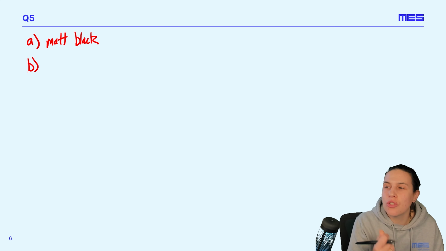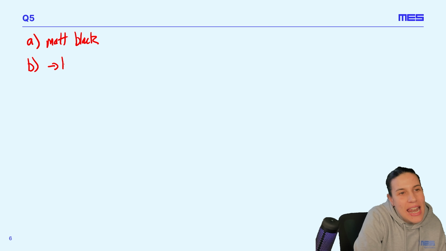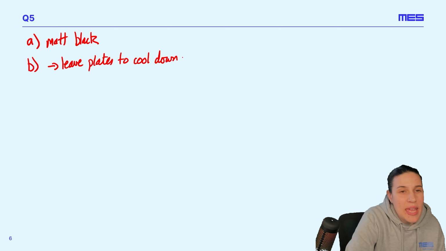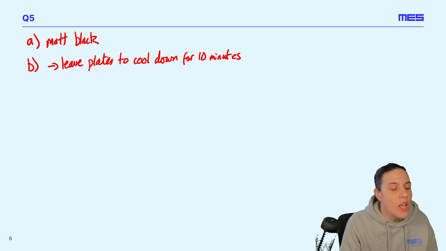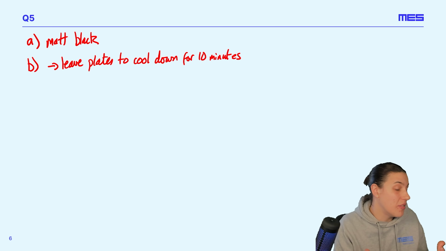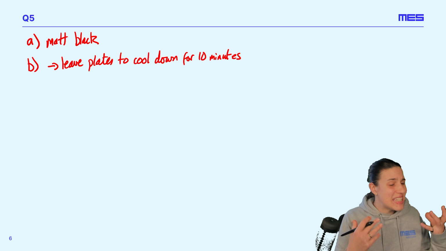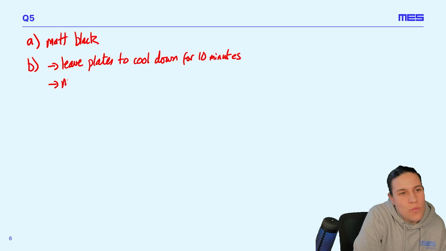Now, for part B, we need to describe how the student could carry out this investigation. So, the student needs to leave the plates to cool down for the same time, let's say 10 minutes. You need to say somewhere between about 5 to 20 minutes here, because we need to give some sort of example of how long we think we should leave these plates to cool down for, okay? 1 or 2 minutes, we're probably not going to get enough for a difference in temperature. 5 minutes, 10 minutes, something like that, we're probably going to get enough for a difference. So leave the plates to cool down for 10 minutes.